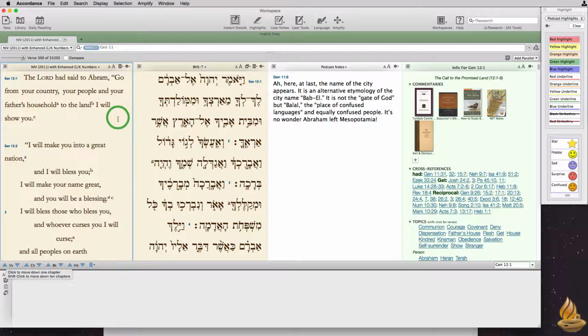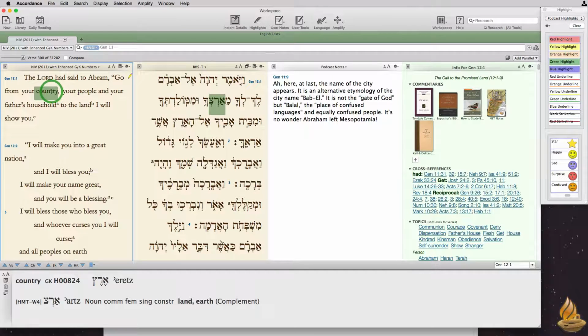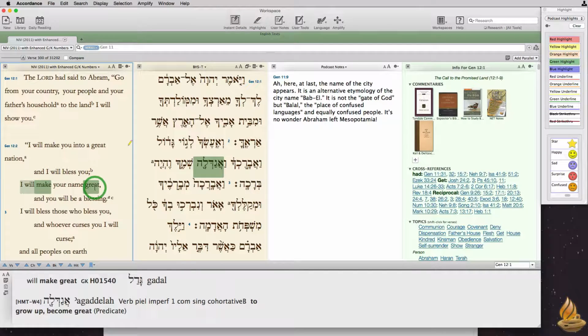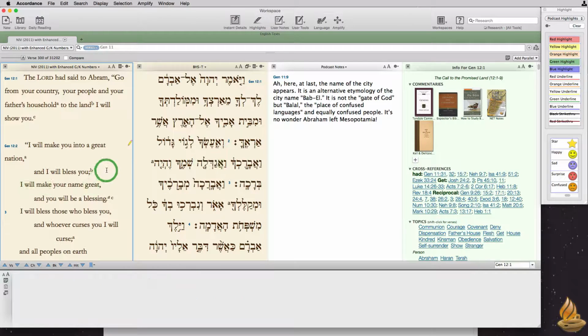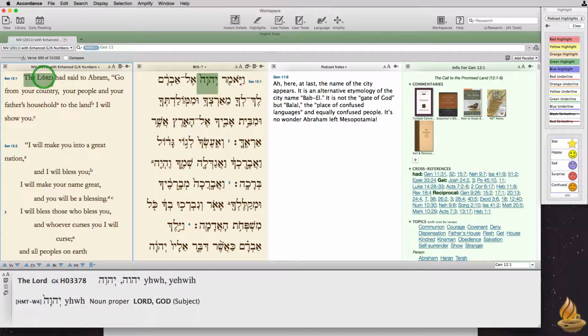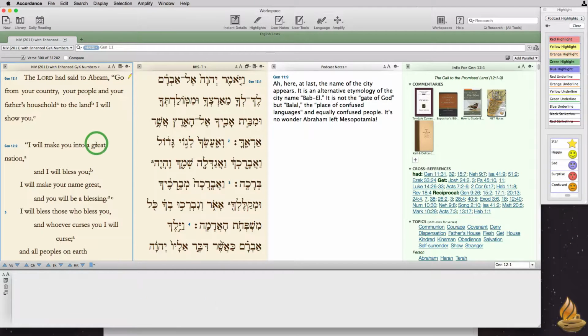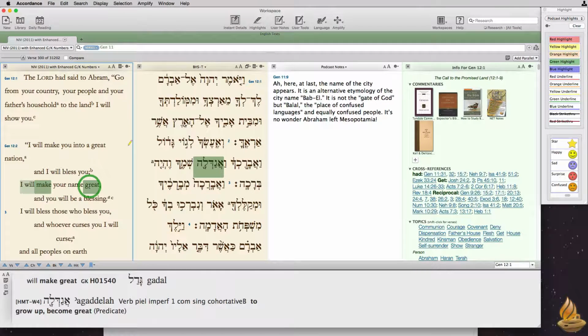Notice the contrast here in Genesis 12:1. The Lord said to Abraham, "Go from your country, your people, and your father's household," in other words, leave this land we just talked about, "to the land that I will show you, and I will make you into a great nation. I will bless you, and I will make your name great." Notice the contrast. God appears at the beginning of the story. He picks the person. He issues the commandments. He is the one who decides who becomes a great nation, and he is the one who makes an individual's name great.